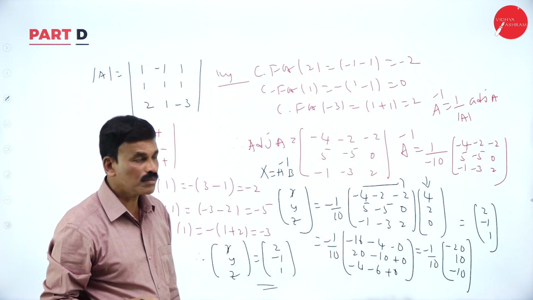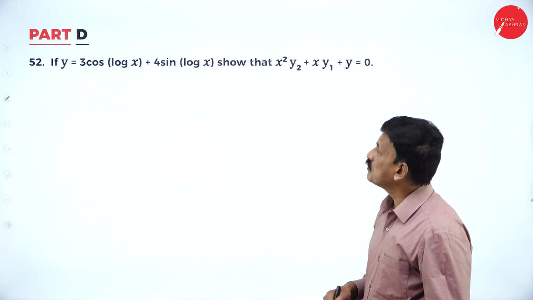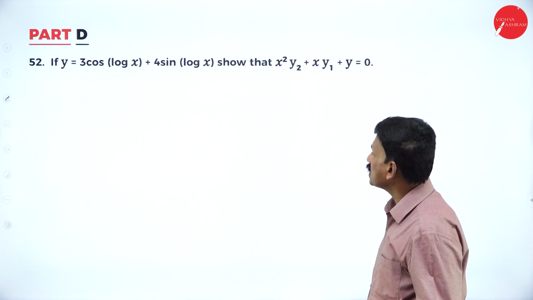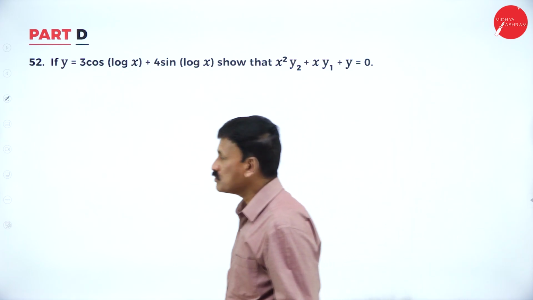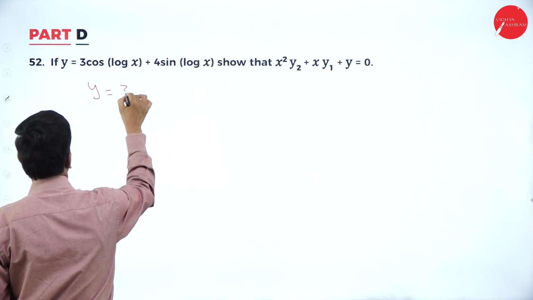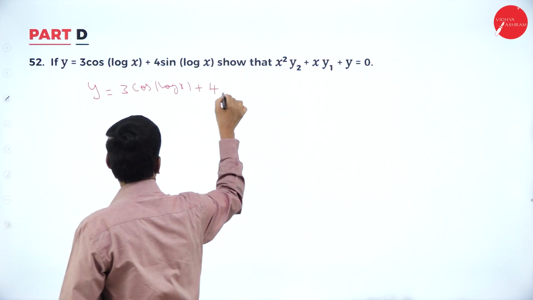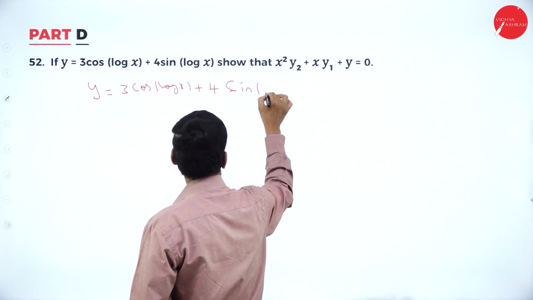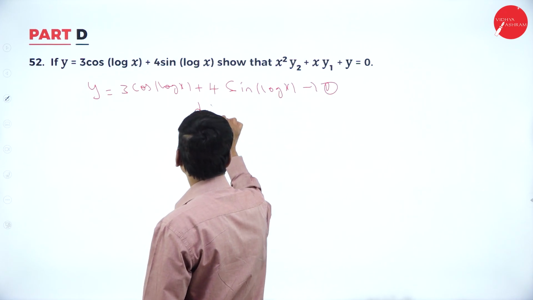Now move on to the next problem. Now this is a very simple problem and very important. Second derivative. Y is equal to 3 cos log x plus 4 sin log x. Show that x square y2 plus xy1 plus y is equal to 0. Now let us represent this as equation number 1. Y is equal to 3 cos log x plus 4 sin log x. Let us represent this as equation 1.